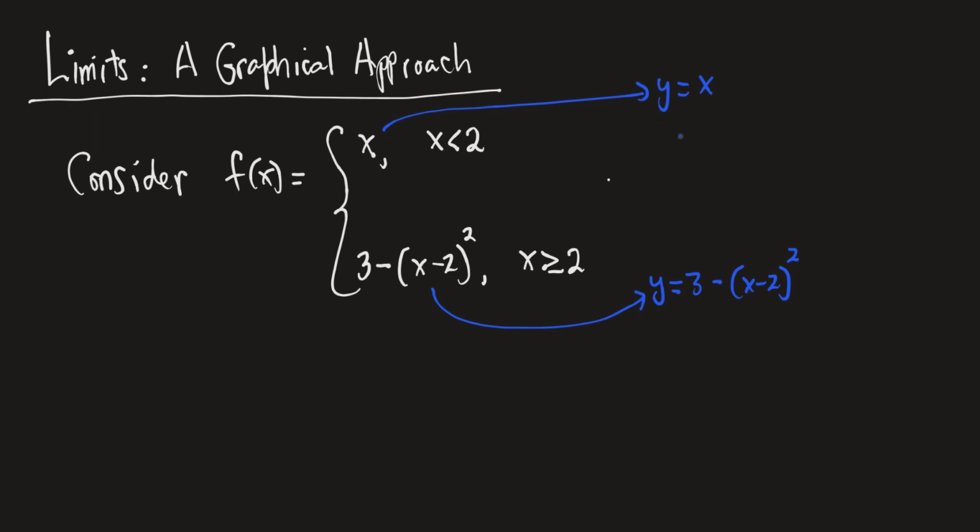Now, if I were to ask you to sketch this function y equals x by itself, you would probably come up with a graph that looks like this. Y equals x. It's a line that passes through the origin with slope +1.